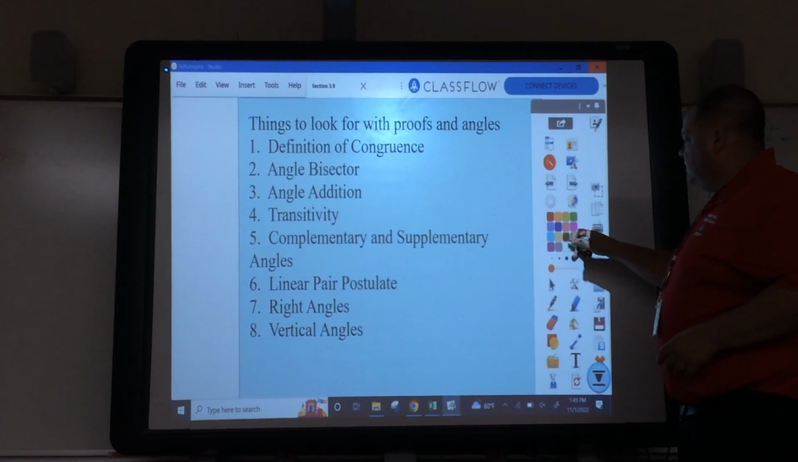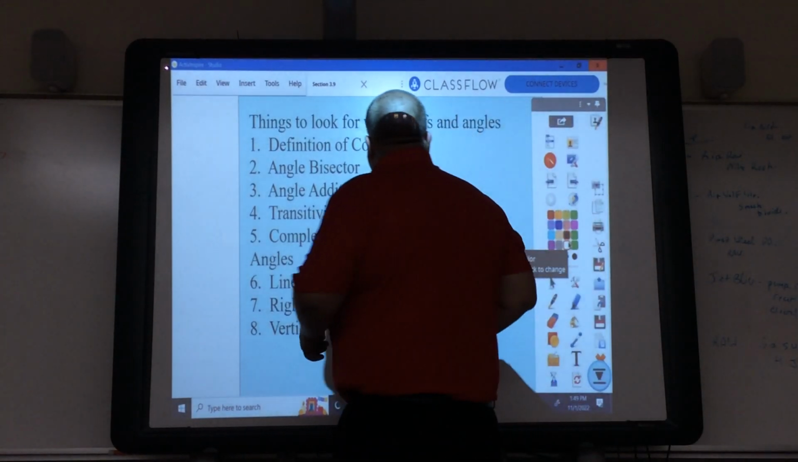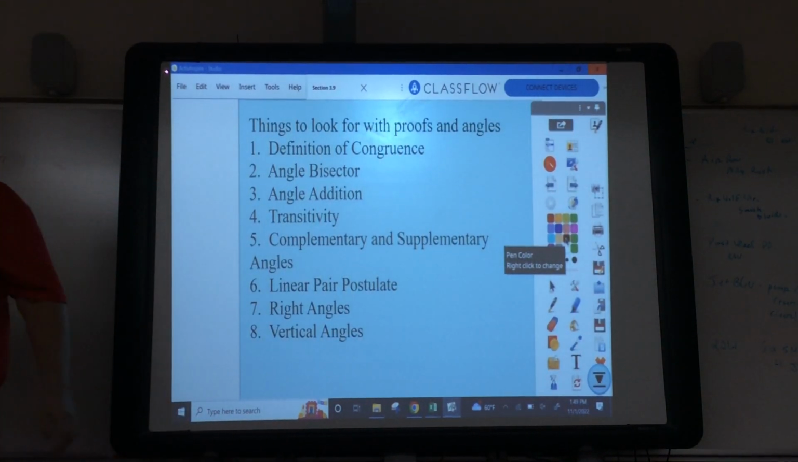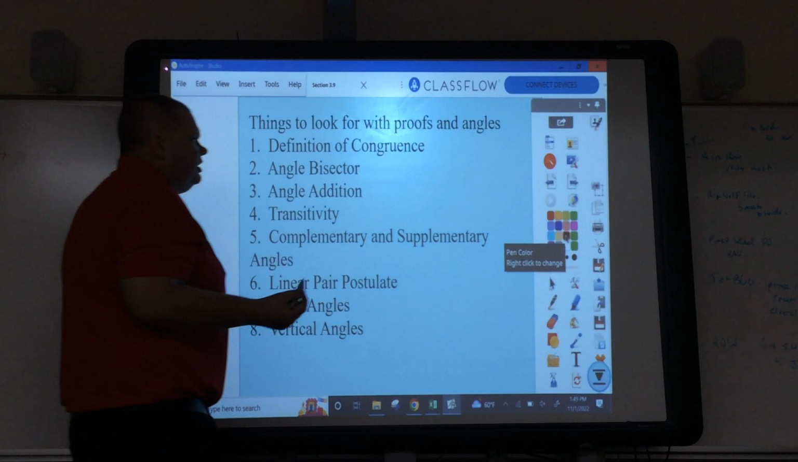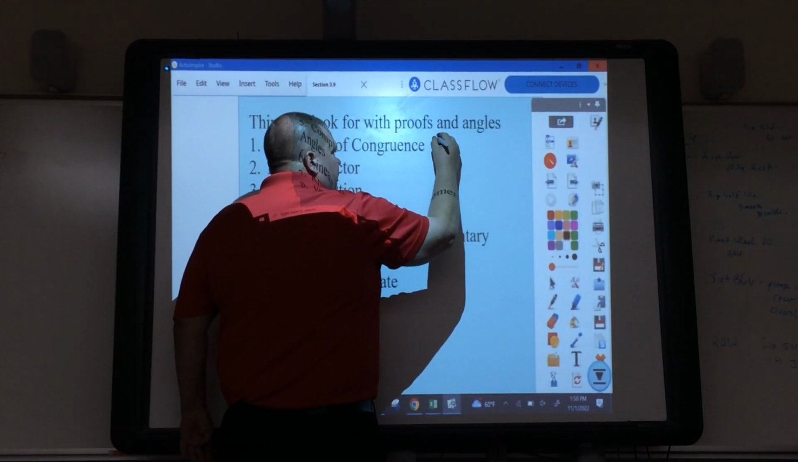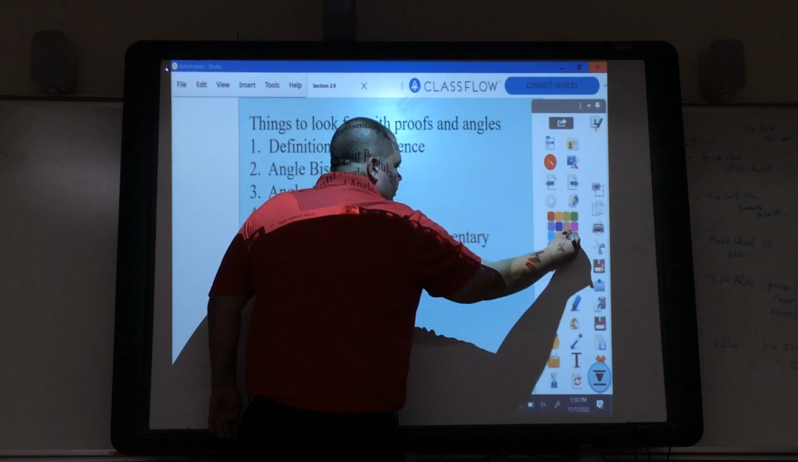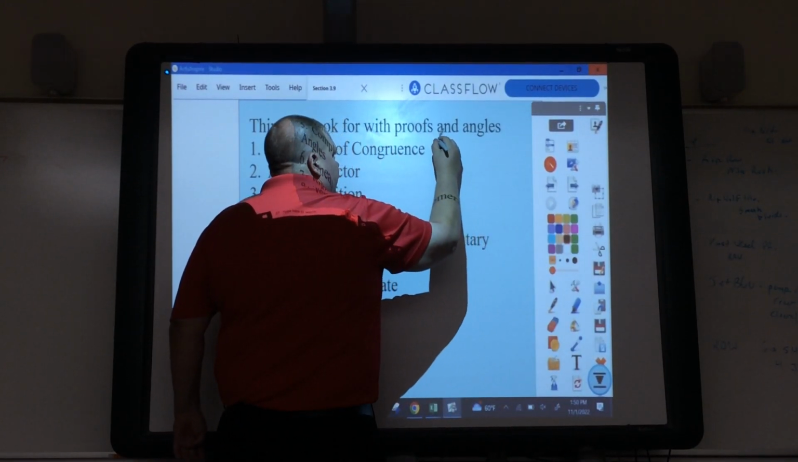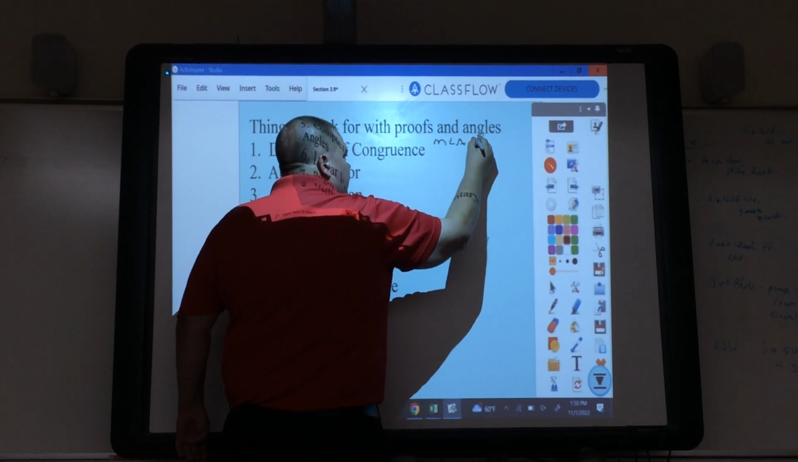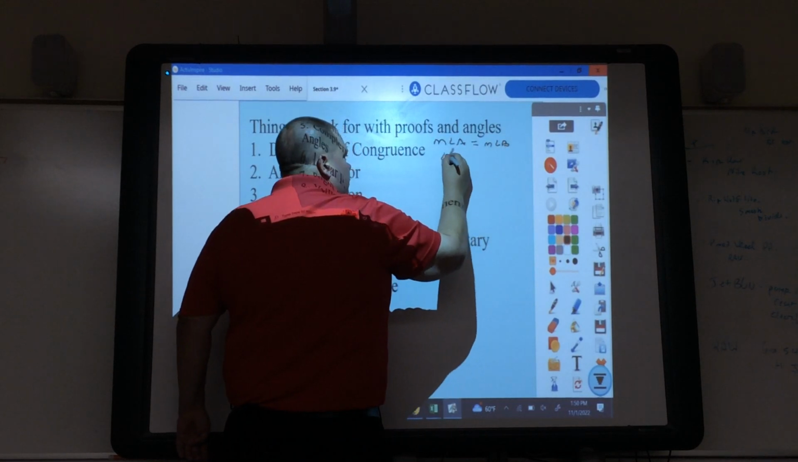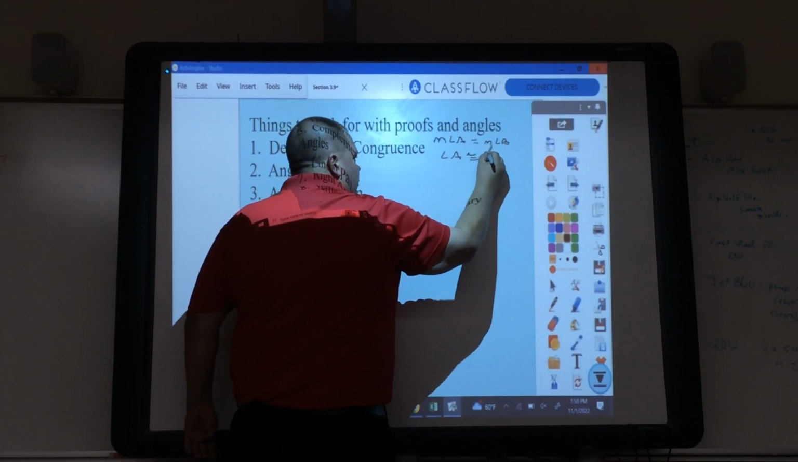Okay, when we take a look at angles and proofs, it's going to be very similar to what we looked at yesterday with segments and proofs. Okay, we want to look at the definition of congruence. The definition of congruence with angles is going to be changing from the degree measure of the angle to the actual angle name. So you're going to go from like the measure of angle A equaling the measure of angle B to angle A congruent to angle B.